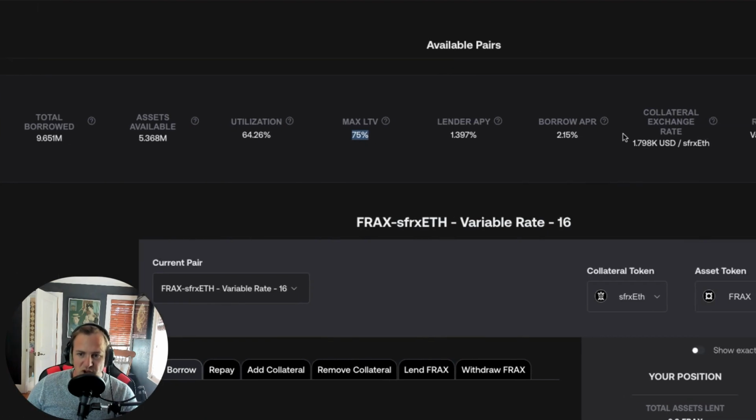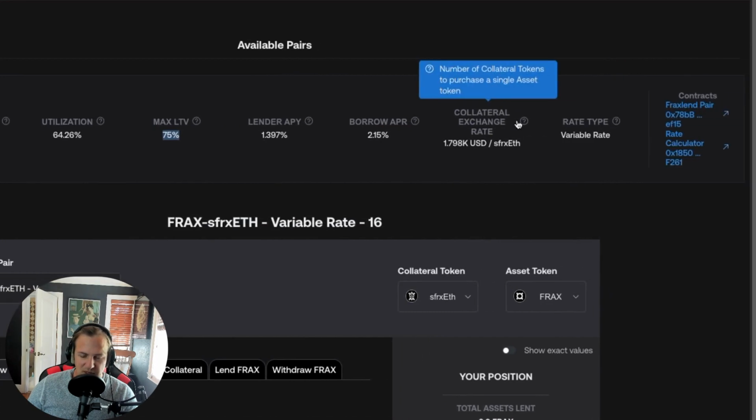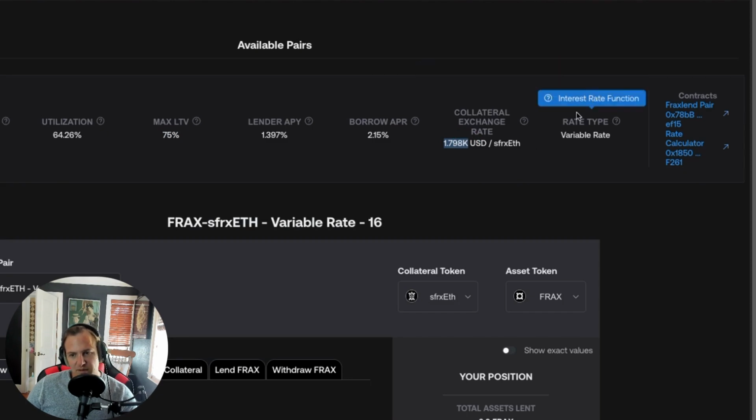Right. So moving on, it talks about the collateral exchange rate. This just comes from the Chainlink oracles, and it says that there's 1,798.00 USD per sfrxETH. This will go up and down as ETH goes up and down. And then the interest rate is variable, so it can go up and down.